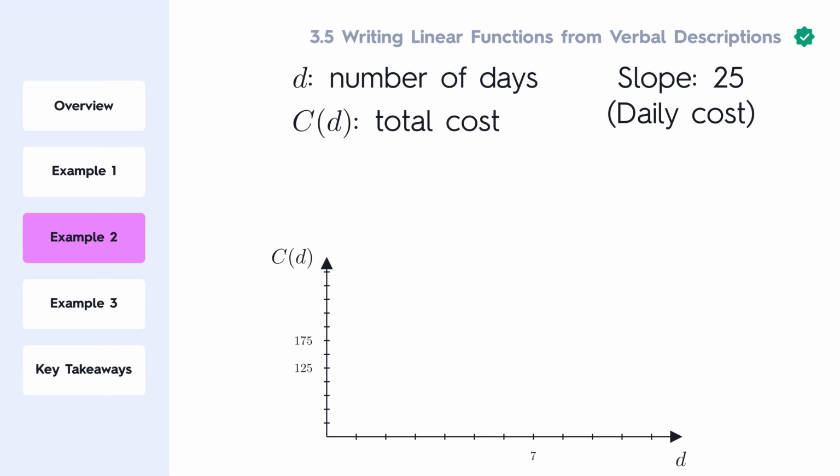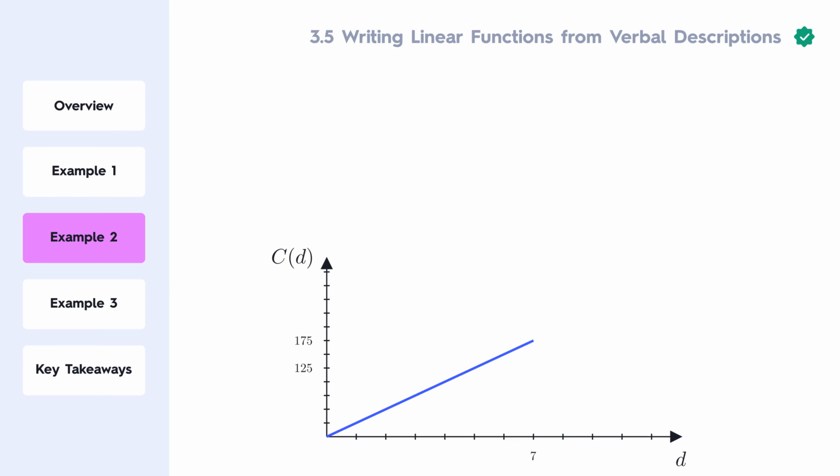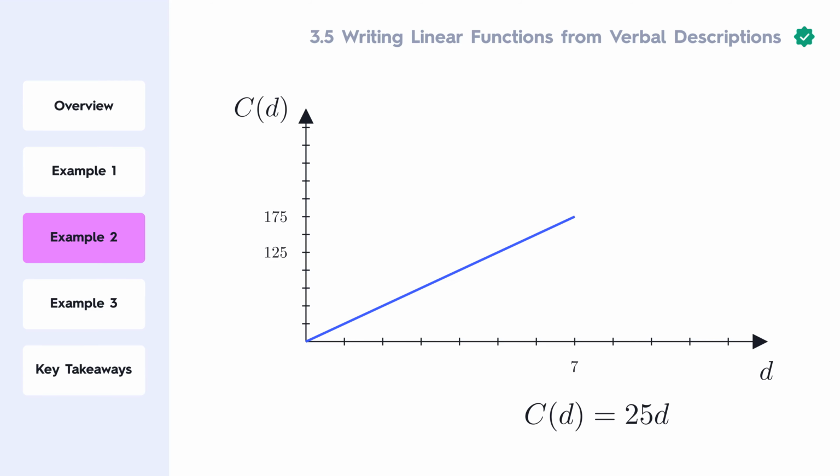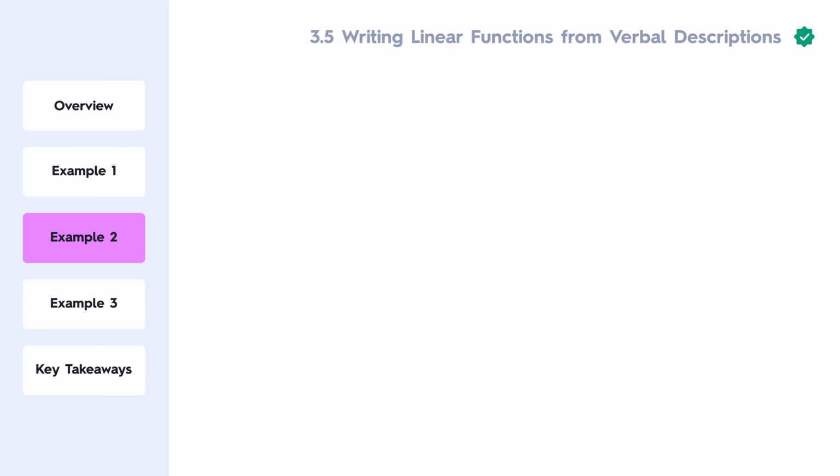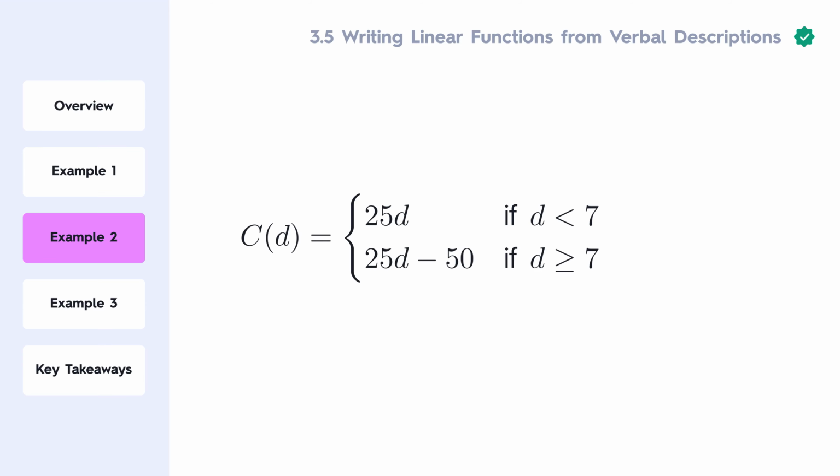Now, we need to consider the discount that applies after a full week. The company offers a $50 discount if you rent the car for at least 7 days. For rentals shorter than 7 days, the function is simply C of D equals 25D. However, for rentals of 7 days or more, we subtract $50 from the total. So the function becomes C of D equals 25D minus 50 for D that's 7 or more. This means that if you rent the car for a week or more, you get a $50 discount off the total cost. So, our final piecewise linear function is C of D equals 25 times D when D is less than 7, and C of D equals 25 times D minus 50 when D is greater than or equal to 7.